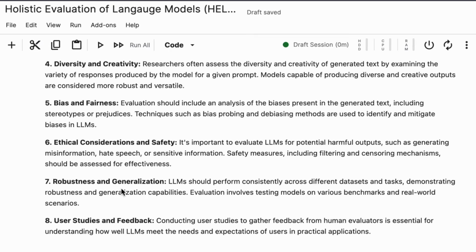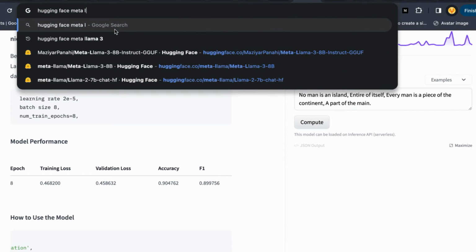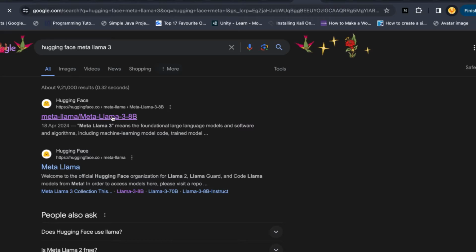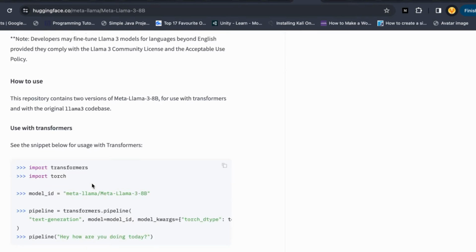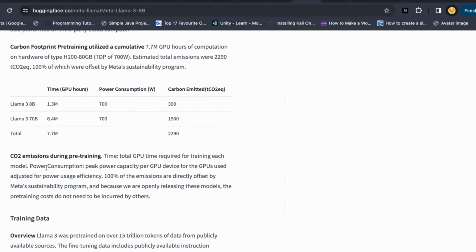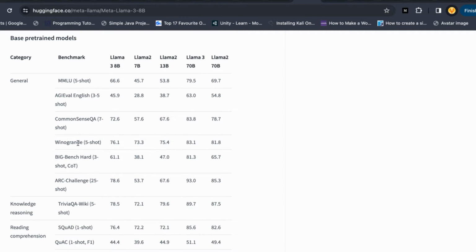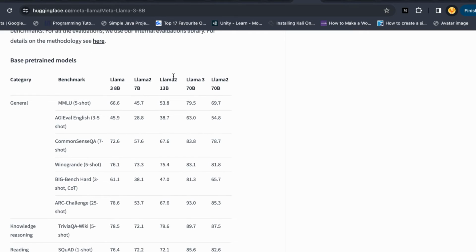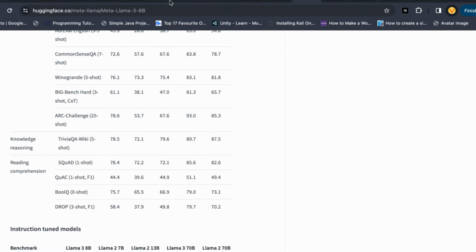There are various benchmark tests on which Hugging Face evaluates these large language models. If you want to know, you can go to Hugging Face. Let's go to Meta Llama 3, which shows that it was evaluated on various benchmarks. These are the carbon footprint benchmark, the BLEU 5-shot benchmark, commonsense, WinoGrande, ARC Challenge. These are all the benchmarks on which they test the large language model to check its generalization and its robustness.